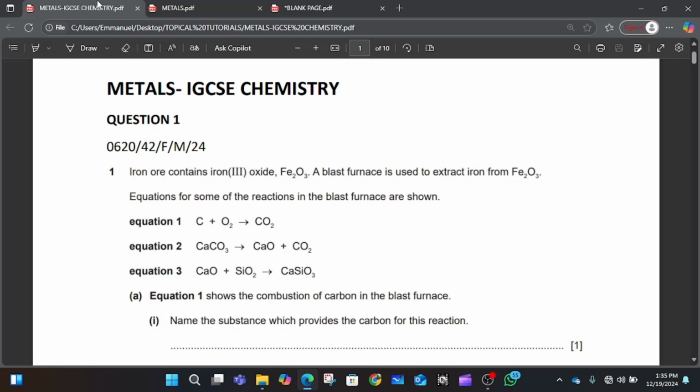Hello, in today's video, I'll be solving questions on metals under IGCSE Chemistry. A lot of the questions I'm going to be solving today are centered around the reactivity series of metals and extraction of iron. So I want to do a brief explanation of the reactivity series and extraction of metals before we delve into solving the questions.